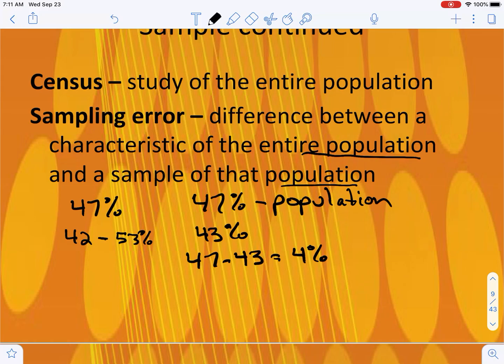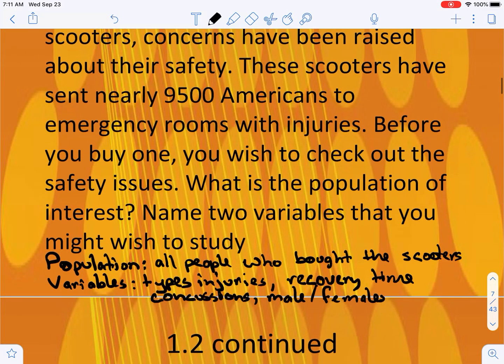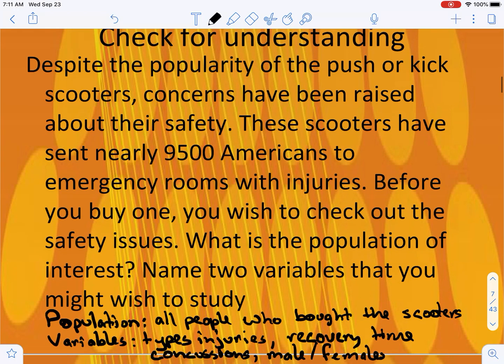One thing to go through samples, I want to go through a couple of samples. So if I went up here to this example, we said our population was all those who bought scooters. We could say that the sample that we could look at would be, maybe we want to sample these 9,500 Americans who went to the emergency room. Or we could take a random sample of those who bought it. We send out 100, we just randomly choose 100 people who bought scooters and get back a questionnaire about what they did. So we're going to look at that. We'll go through sample versus population.